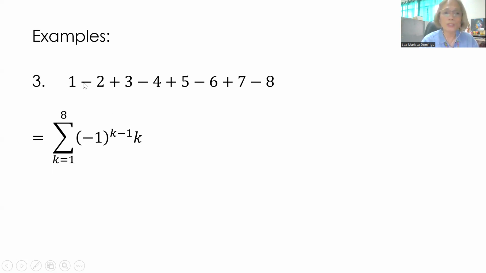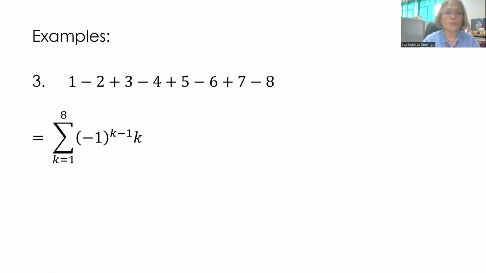Ano yung 1 to 8? Ay, yung entries natin, 1 to 8. Okay? So, kunwari itong first term na to, no? So, k is 1. 1 minus 1, that's 0. Negative 1 raised to the 0 is 1. 1 times 1 is 1. So, that's the first entry. What about the second entry? So, when k is 2, you have 2 minus 1, that's 1. So, negative 1 raised to the first power, that's negative 1. Negative 1 times 2, that's negative 2. So, that's the second term.